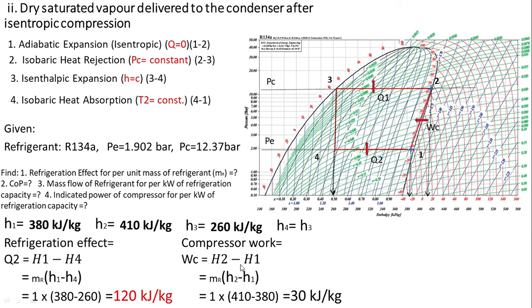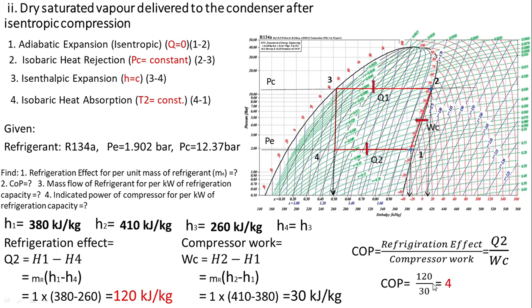Now what about the next point? Next point is the COP of the refrigeration cycle. COP can be defined as refrigeration effect, what we want, divided by what you supply. We want the refrigeration effect. What we supply is compressor work, because the compressor is getting the electricity that we are supplying. So the COP is equal to 120 divided by 30, that comes to 4. This is the COP of the refrigeration cycle.